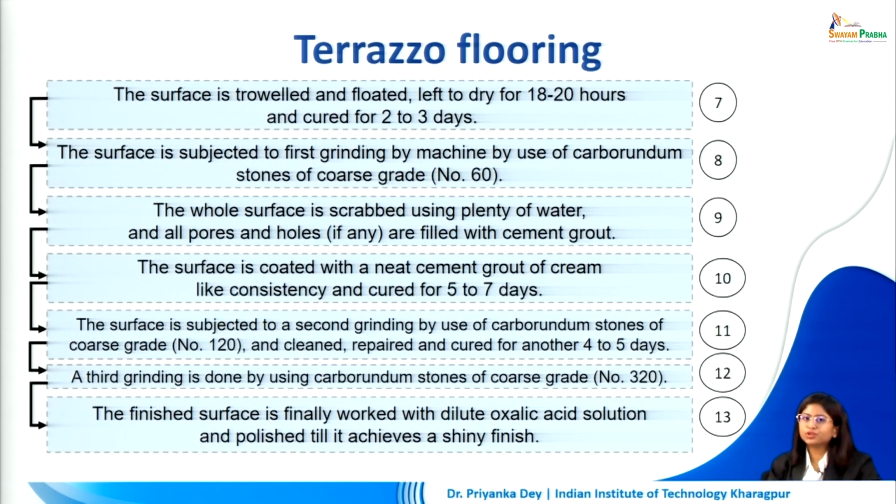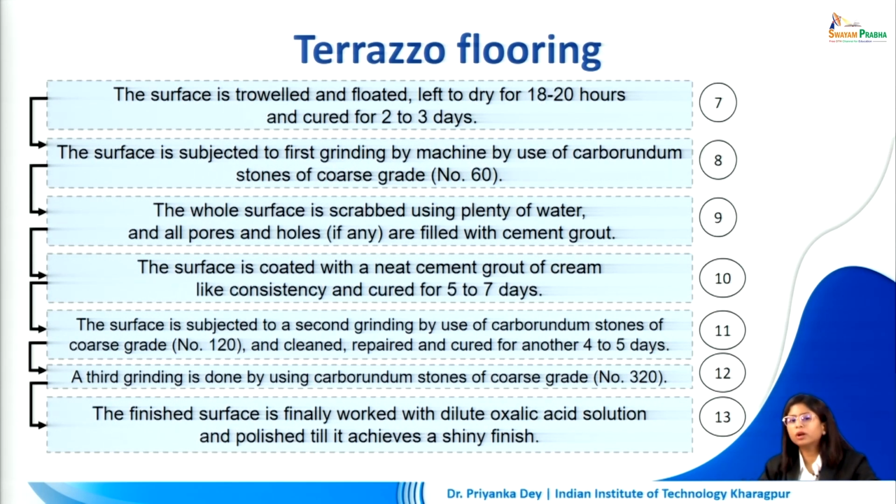The surface is troweled and floated, and after about 18 to 20 hours, drying and curing is done for 2 to 3 days. The surface is subjected to first grinding by machine with carborundum stones of coarse grade 60. Then we again use plenty of water, and all the pores and holes are filled with cement grout.